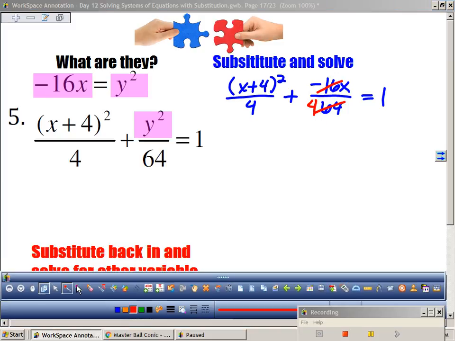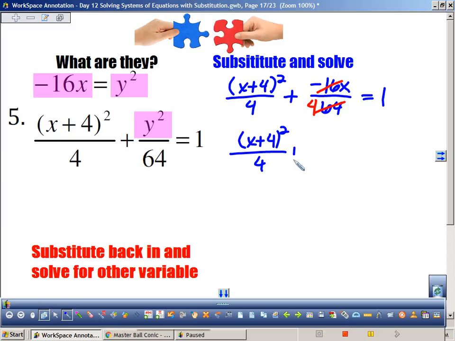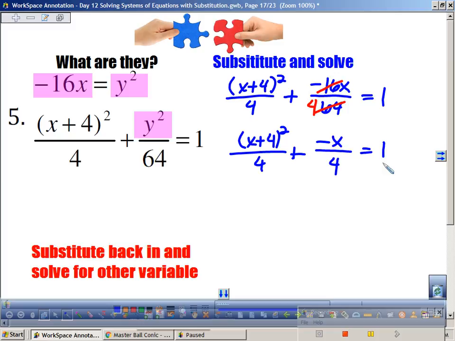That makes my life a little bit easier, right? So I'm going to rewrite it. That way I just don't make any mistakes. So I have (x plus 4) squared over 4 plus negative x over 4 equals 1. Now what can we do? I could combine them right now. I could, because they have matching denominators. But what if they didn't have matching denominators?